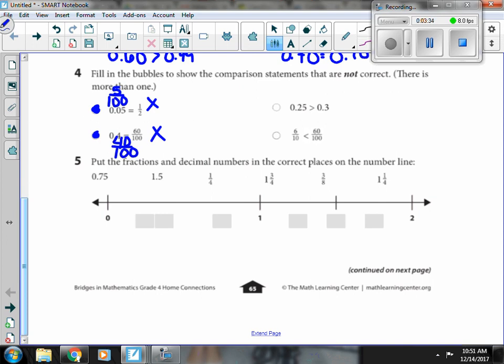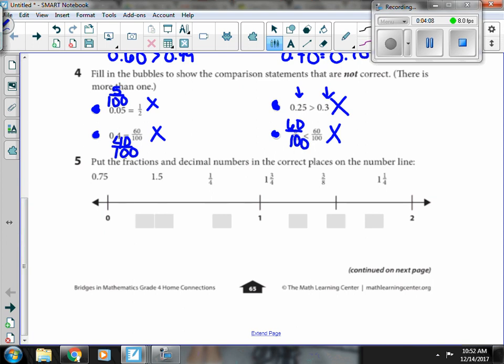The next one, 25/100 is greater than 3/10. This has a 2 in the tens place, and this has a 3 in the tens place. So this one is bigger, so that is not correct. So we fill in the bubble. And this one says 6/10 is less than 60/100. Well, I can write 6/10 as 60/100, and then they would be equal, so that one is not correct. So we fill in the bubble. So all of those were wrong.